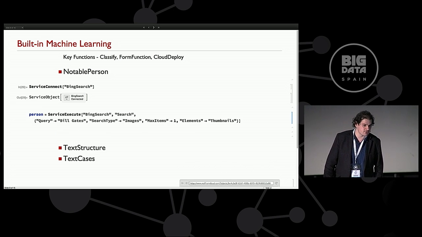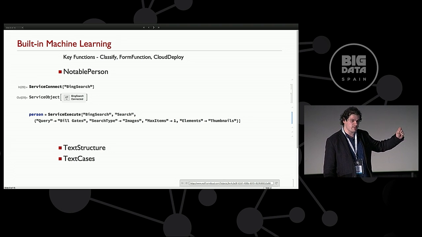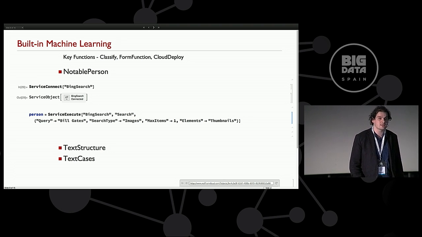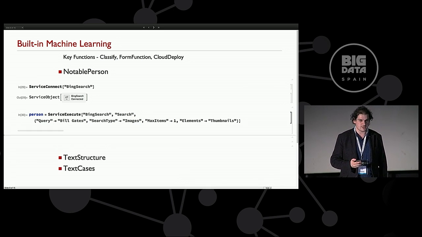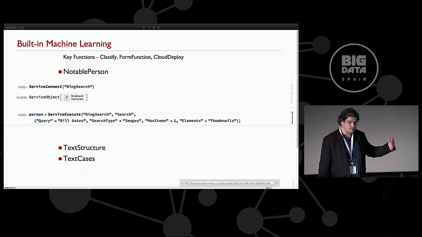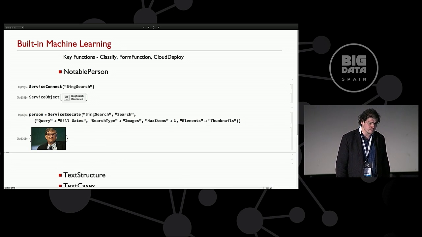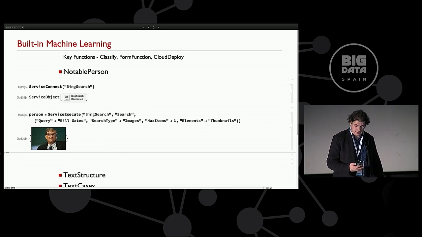So one of the things we can do is talk to Bing and do a search. We're going to search for an image of Bill Gates, ask for one of those images, and see what it looks like. So now we're grabbing an image from Bing. We've got our image of Bill Gates, and this is kind of similar to image identify, but this is focusing on people.